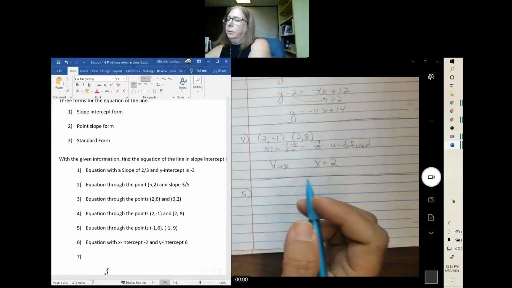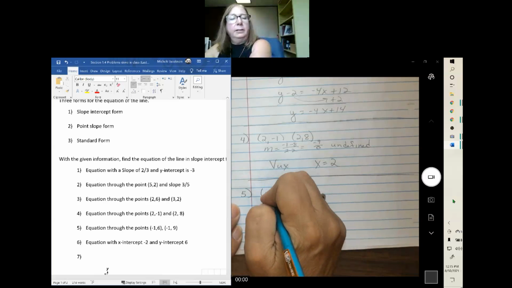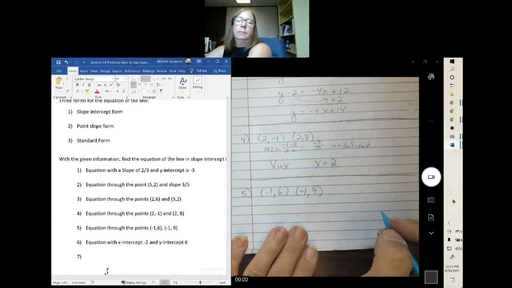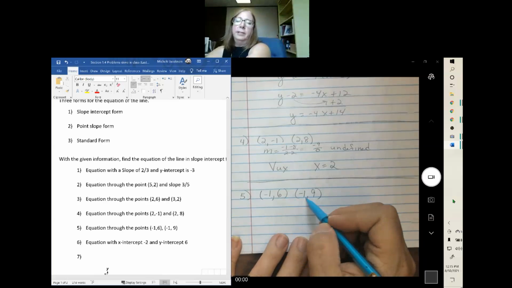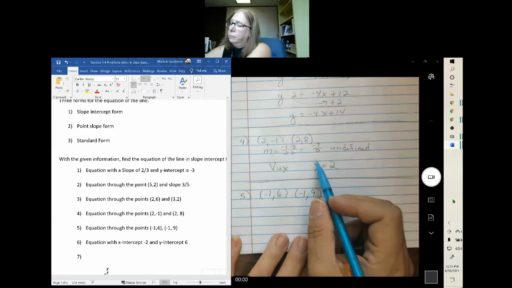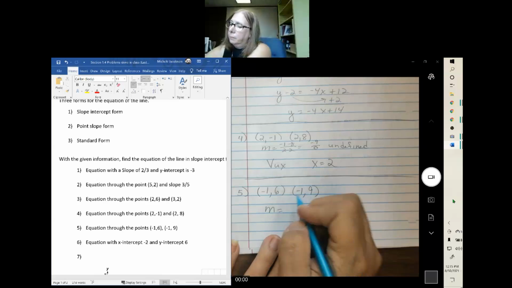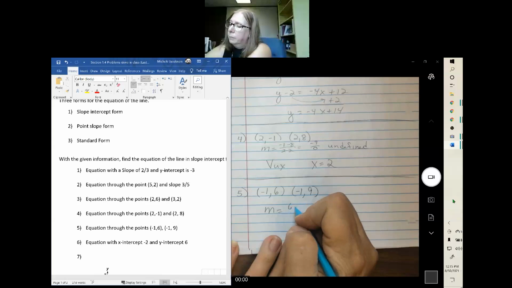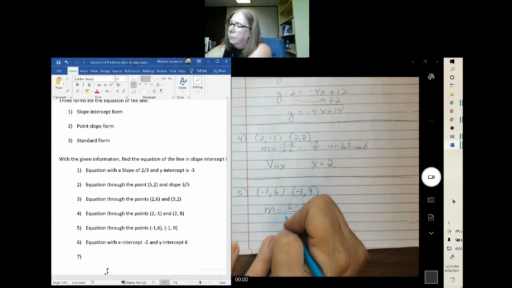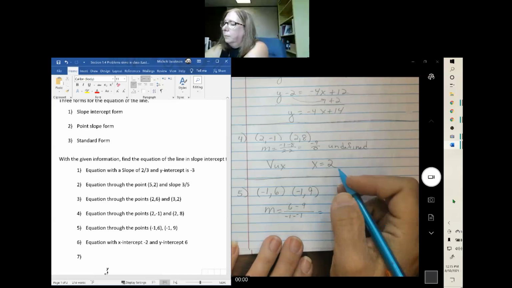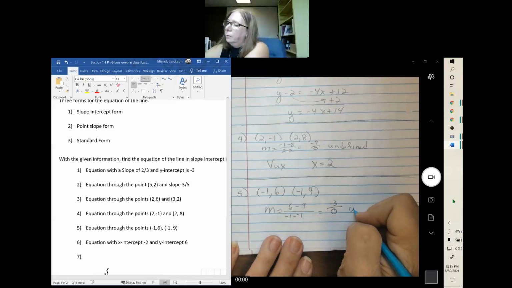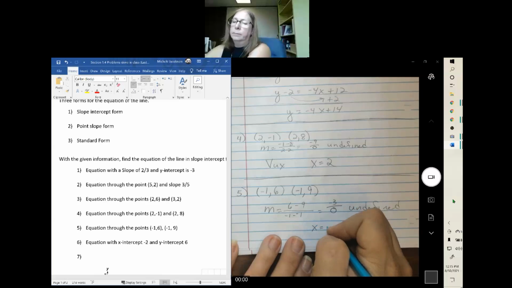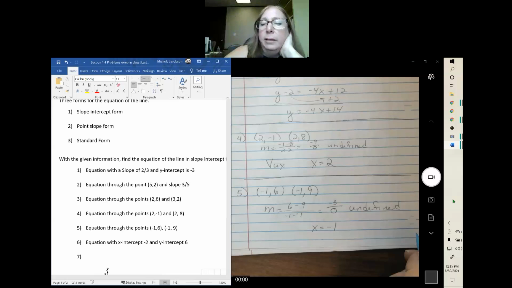Number 5 looks like it's the same thing, because one way you can tell, notice that the x's are repeating. Since the x's are repeating, you're going to get 0 in the denominator again. So it's undefined. Any questions on that?